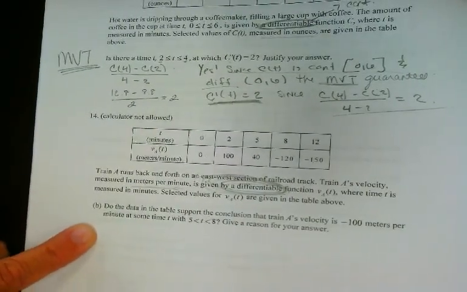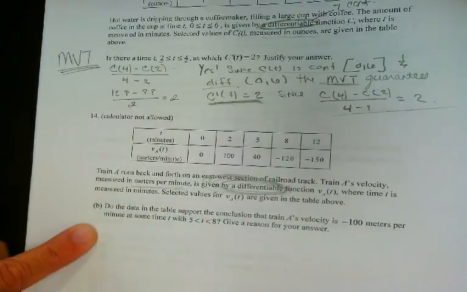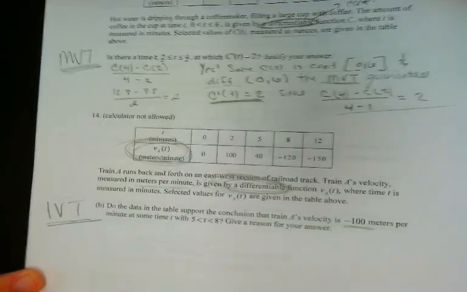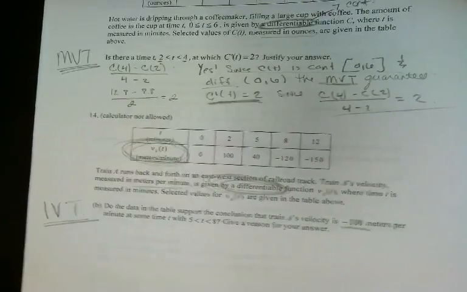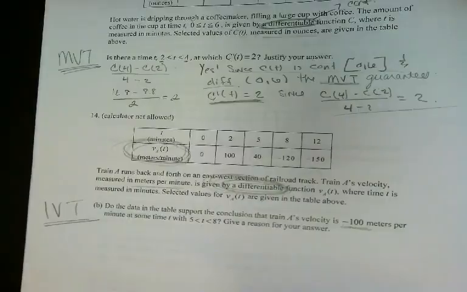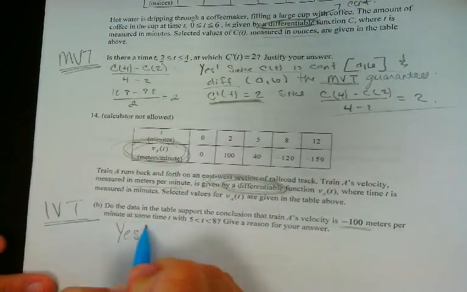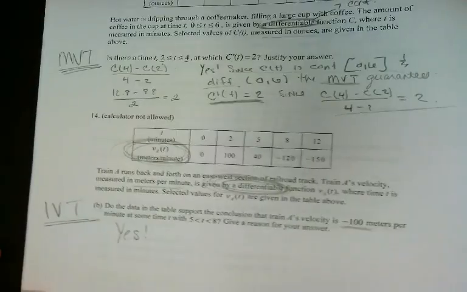What theorem are they describing? IVT. So let's just make a note. This is IVT. I'm just literally looking at the table to see if this velocity is going to hit negative 100. So does the data support this conclusion? Yes or no, would we say? Yes, definitely does. Okay, and again, I'm going to pull up my justification.